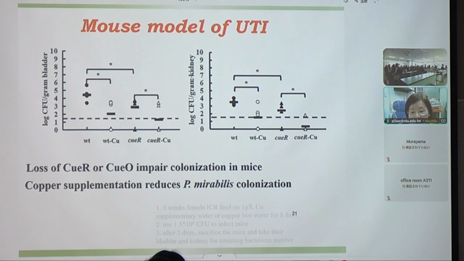kidneys of mice. And when we supplement copper into the drinking water of mice, we can observe that the colonization rate is further lower in both wild type bacteria and the CueR mutant, both in bladder and kidneys. So we conclude that loss of CueR or CueO impairs colonization in mice, and another is that copper supplementation reduces Proteus mirabilis colonization.